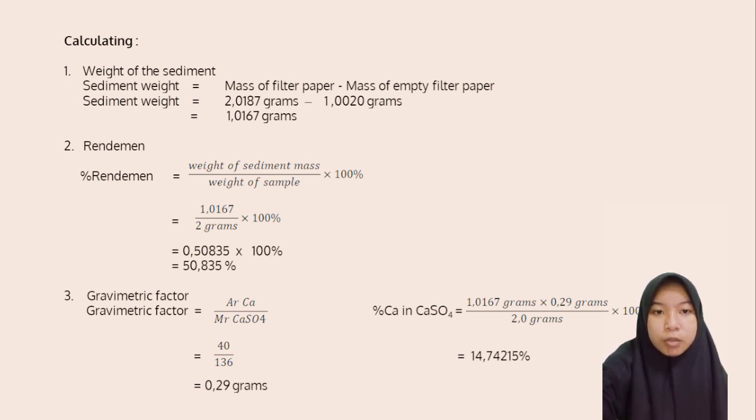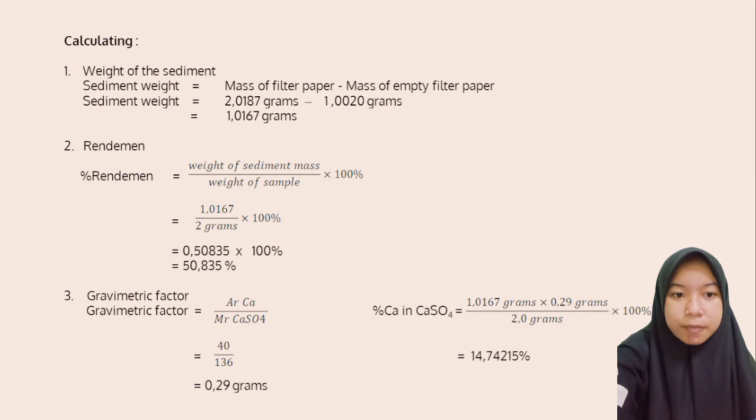1.0167 grams. 3. Gravimetric factor equals Ar calcium divided by Mr calcium sulfate, equals 40 divided by 136, and equals 0.29 grams.